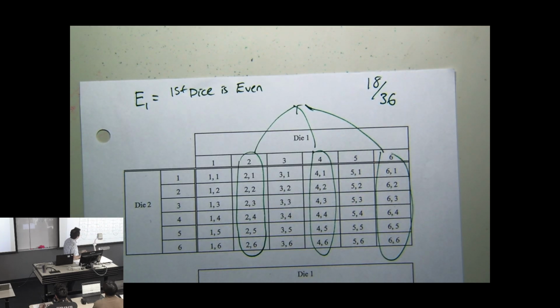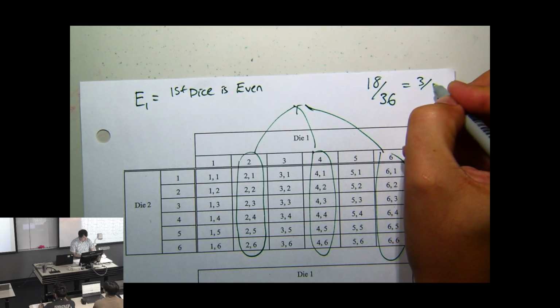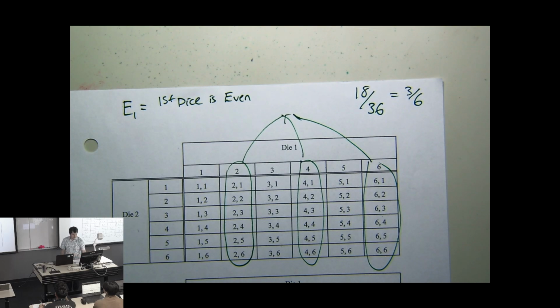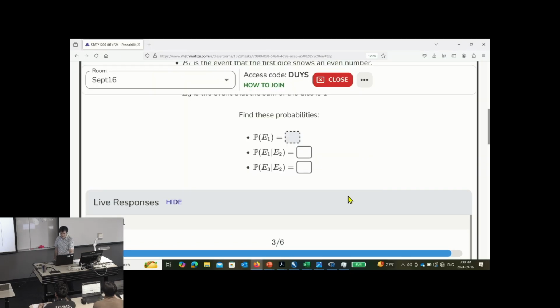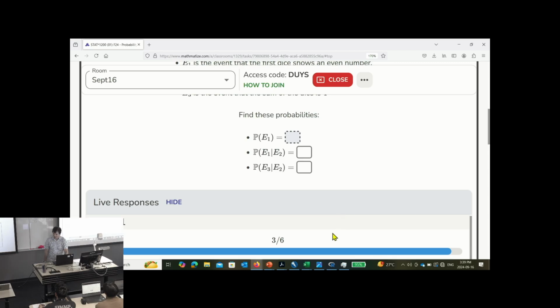3 groups of 6. 6 plus 6 plus 6 is 18. 18 out of 36. But of course that is equal to 3 out of 6. So everybody got that right. Very, very good job there. So if you were amongst the people who selected 3 out of 6, you got it right. What about the next one?